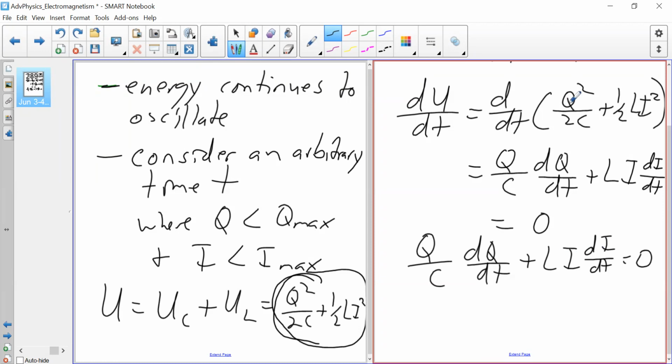But before I do that, you guys see what I did here? Make sure you understand this. Taking the derivative with respect to Q, that's current. So this is 2 over 2 QC. Those 2's go away. Q over C, dQ dt. Right? And then we have the time rate of change of the current. 2, take this down, it's going to be 1 Li di dt.